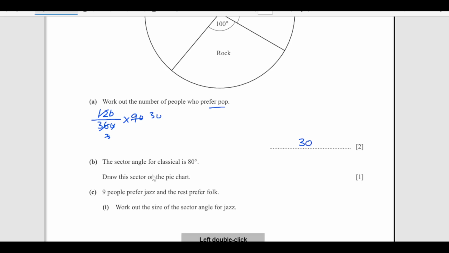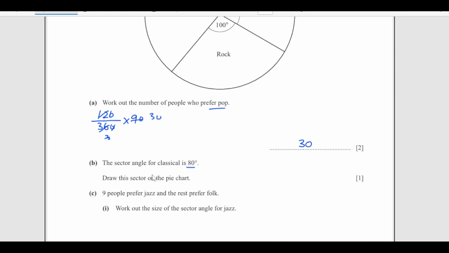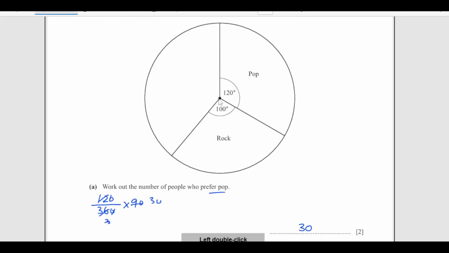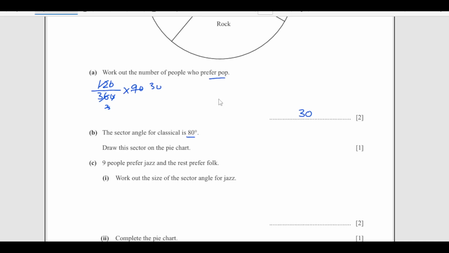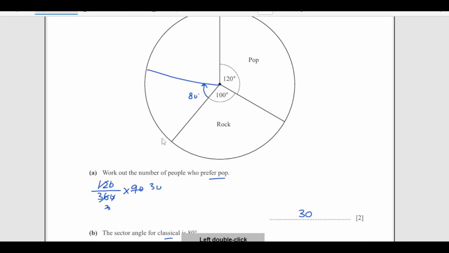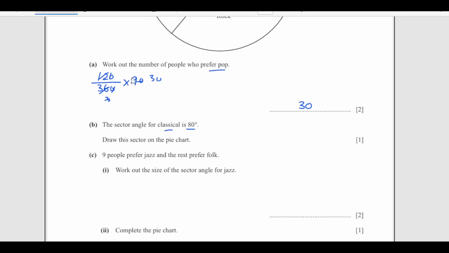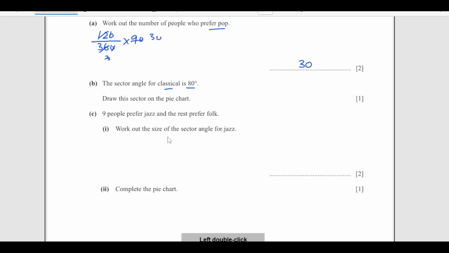The sector angle for classical is 80. Draw this sector on the pie chart. So we have this angle 80. So just place your protractor on this line, then you draw an angle of 80. So from here to here this is going to be 80 degrees, which is classical. So this is classical, right? One more question, then we will see the next.